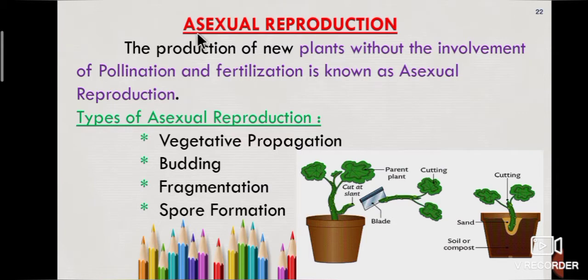Now we are going to learn about asexual reproduction. The production of new plants without the involvement of pollination and fertilization is known as asexual reproduction. Next, types of asexual reproduction. There are 4 types. First one, vegetative propagation. Second one, budding. Third one, fragmentation. Fourth one, spore formation.